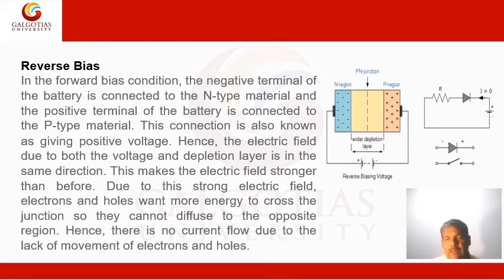It means in the reverse bias condition, this depletion layer becomes wider, so the flow of electrons and holes is stopped due to the potential barrier. So this circuit acts as an open circuit, which is shown here in the figure. It means no current is flowing in the reverse bias condition.